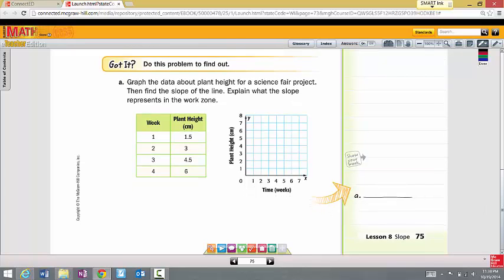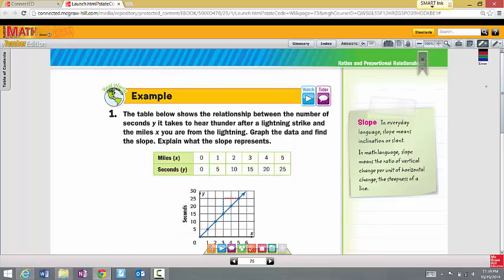Okay, so I would like you to pause your computer and try letter A. So you have to graph it, then calculate the slope, and then tell me what it means. For letter A, it says graph the data about plant height for a science fair project and then find the slope of the line. Explain what the slope represents.